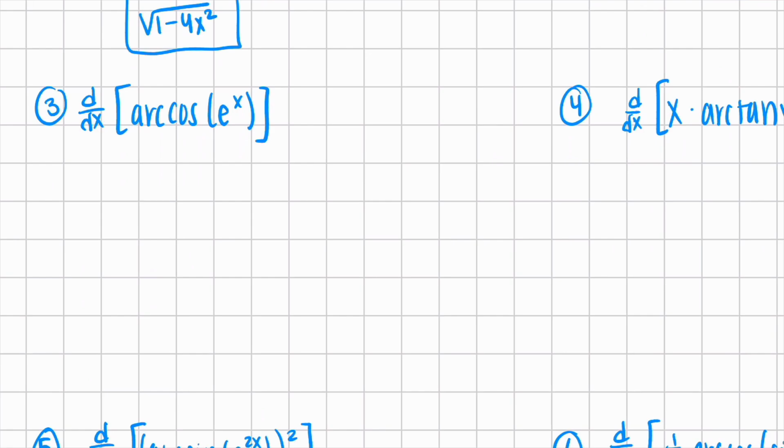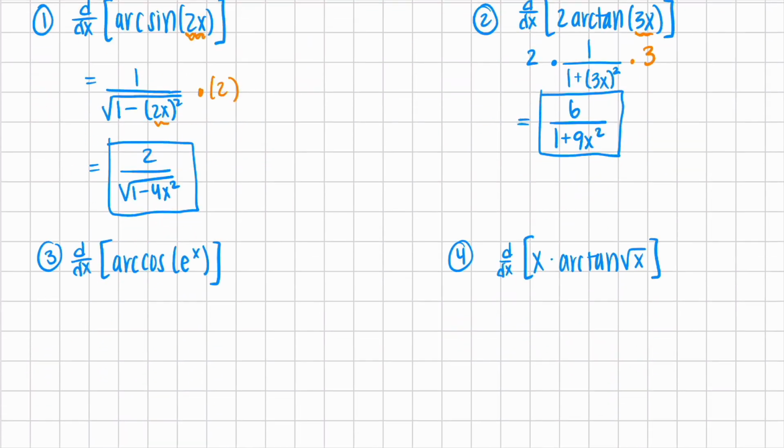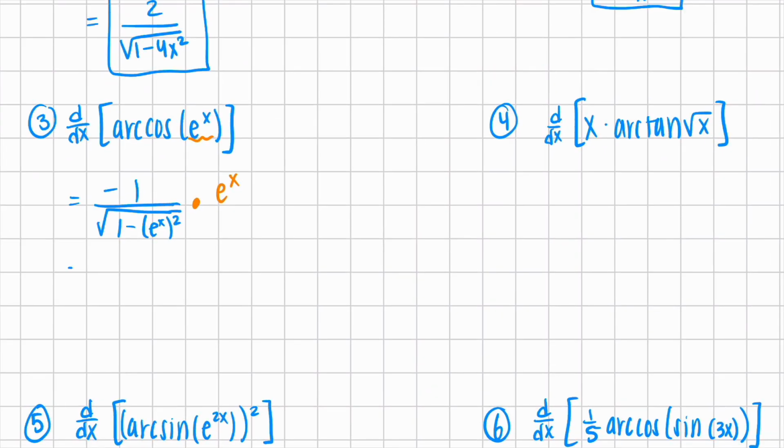Next one, I have the derivative of arccosine of e to the x. Arccosine is very similar to arcsine, I just have a negative. So I get negative 1 over the square root of 1 minus e to the x squared. And same as the previous problems, I need to chain rule the e to the x. The derivative of e to the x is e to the x. Simplify. We get negative e to the x over the square root of 1 minus e to the 2x. You're going to multiply these two exponents. I have a power to a power, so x times 2 is 2x.